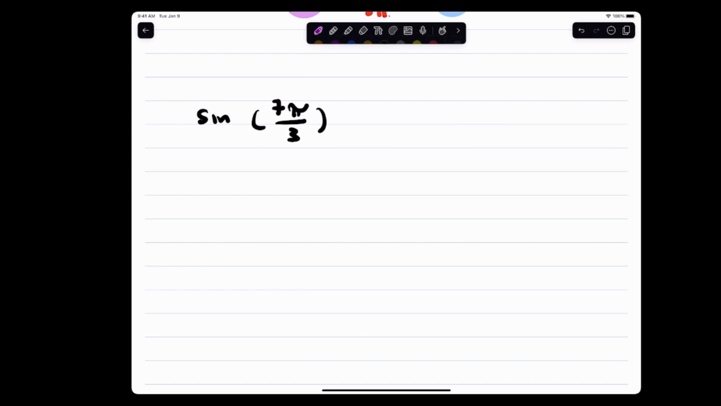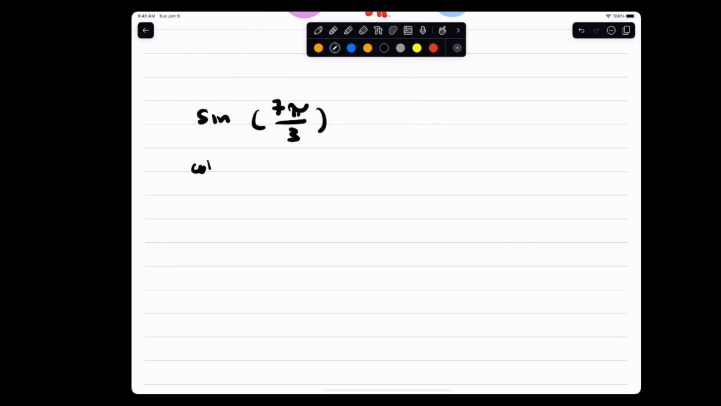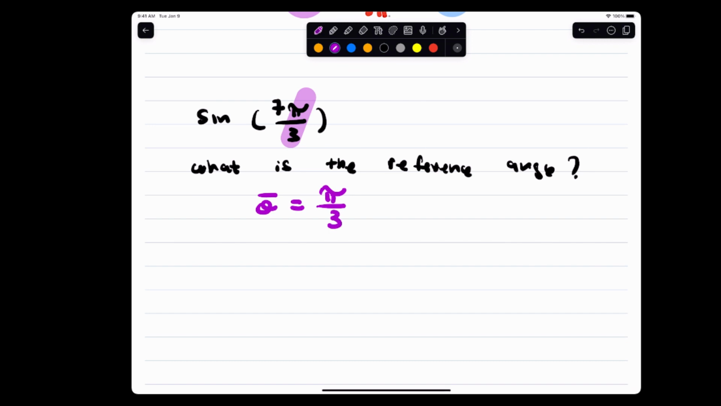I'm going to say this to you guys. A couple of things here. Here's the big question. What is the reference angle? This is easier. What do you think the reference angle might be? See this here? This is pi over 3. So the reference angle here, yeah, it's going to be pi over 3. That's your reference angle. Yeah, it's 60 degrees.